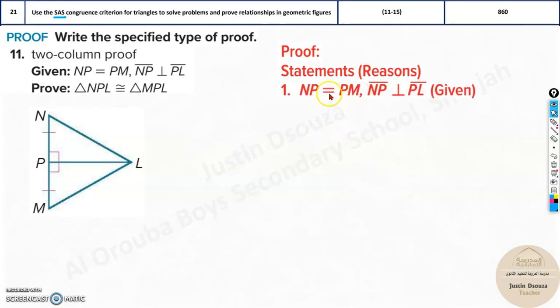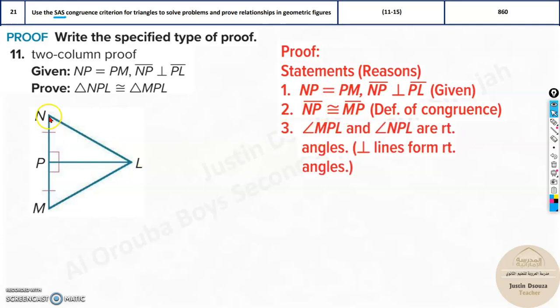So first, let's write this statement. NP equals PM, and this is given, all we do is write the given statement. This PL and NP are perpendicular. That means these angles are 90 degrees. From this NP equals PM, that means the lines are congruent to each other. If this is phi, this is phi. That's what equal to means. That means these lines are congruent as well. That's the definition of congruency. Equal means the lines will be congruent.